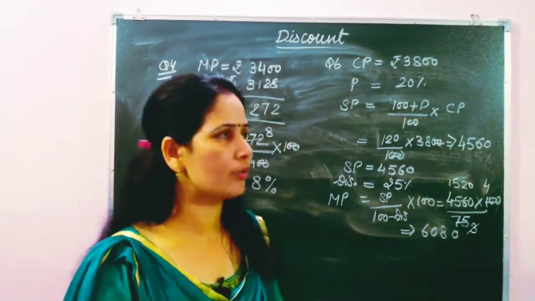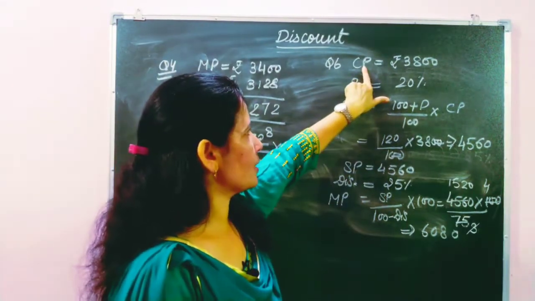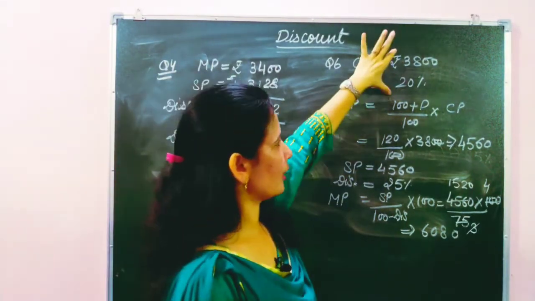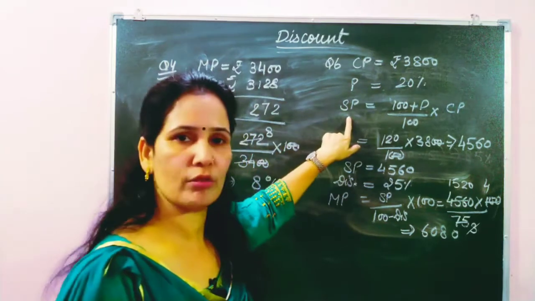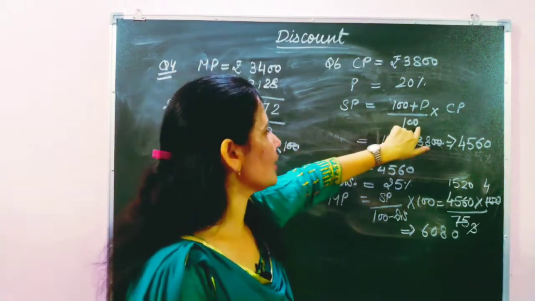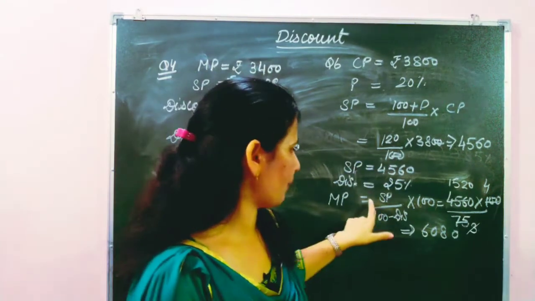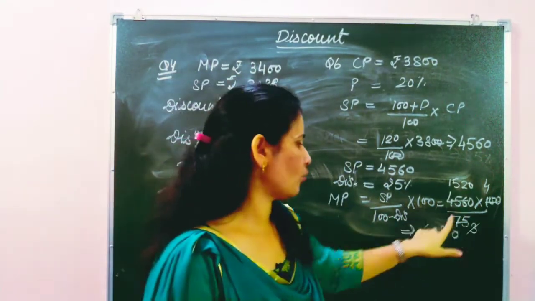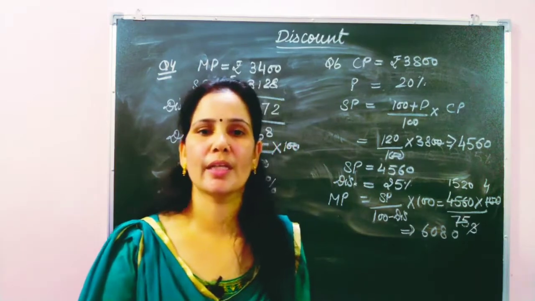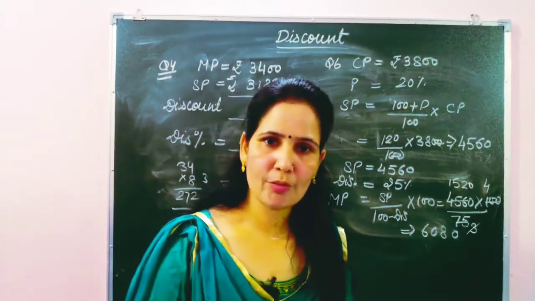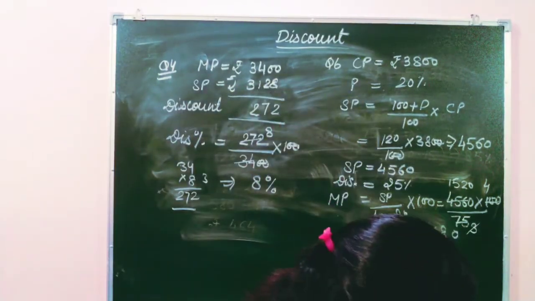So students, how did we solve this question? Because they have given the CP and profit percentage. Using these two terms, first we find the selling price, and if we know the selling price and the discount, then by applying this formula we can find the mark price, that is 6,080 rupees. Okay students, now let's move to the next question.